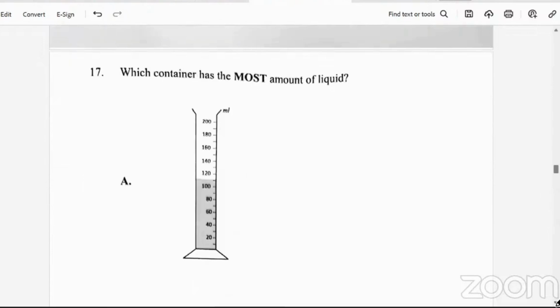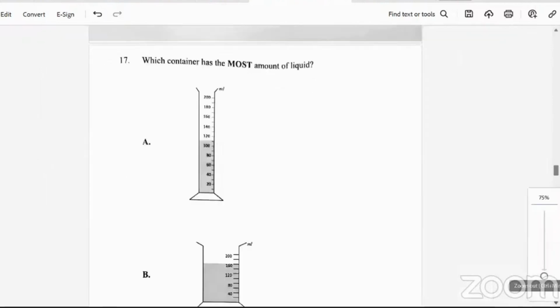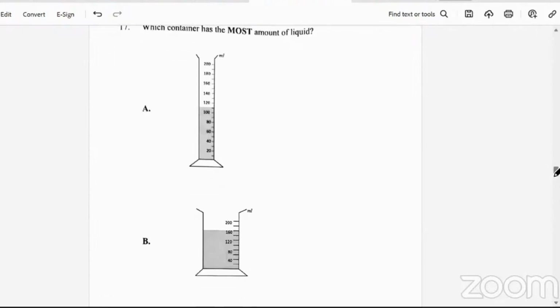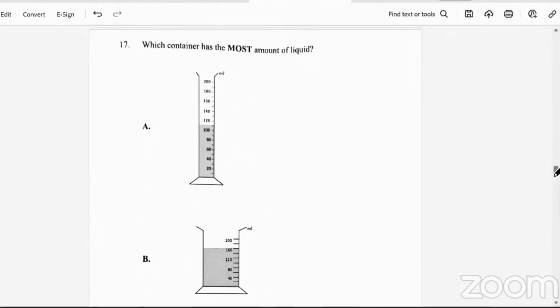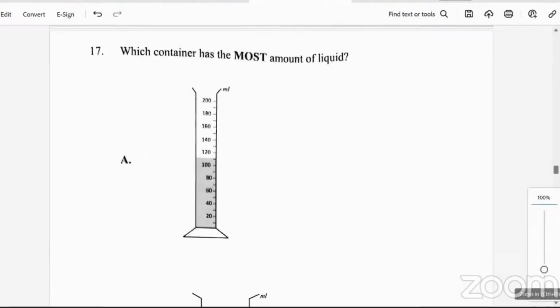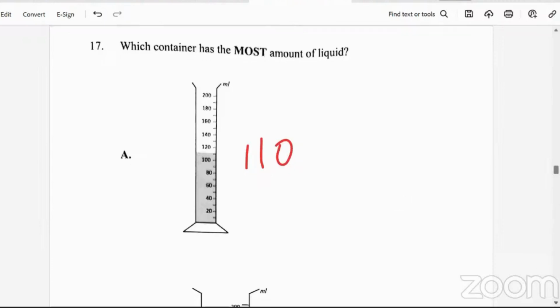All right, question 17 asks, which container has the most amount of liquid? I'm going to show you them one at a time because there's a lot of them. There are 4 actually, but you can't have all at the same time. So we have A, B, C, and D. It's asking us which container has the most. I'm going to make it bigger so we can put the numbers in. So for this one, it's 110. This container has 110 milliliters of liquid.